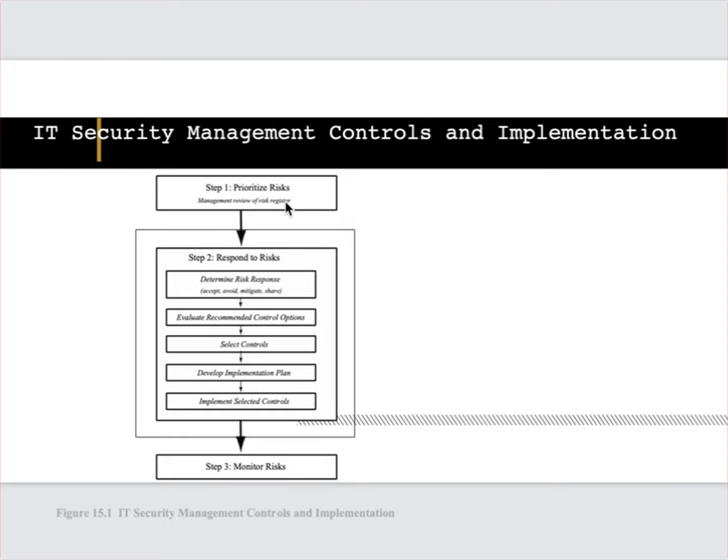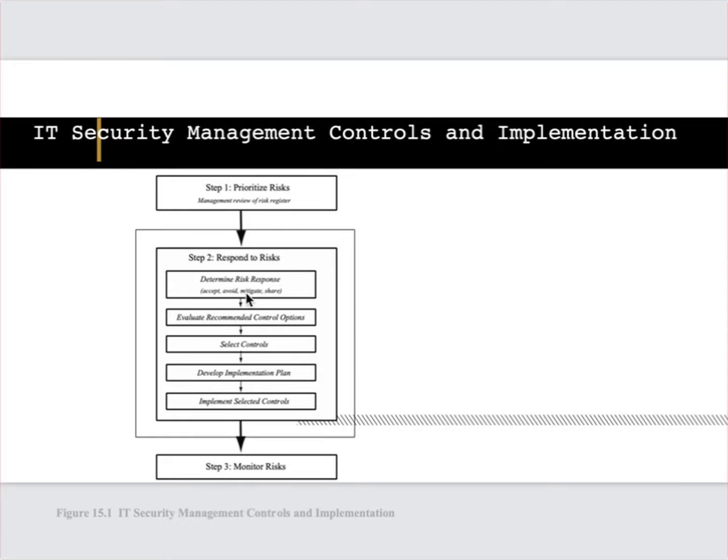So from that risk register, the response to the risk is selected. So basically, for each type of risk, the risk response is determined. So the response could be accept, avoid, mitigate, or share. So these are some of the proper responses to a risk in a risk register.